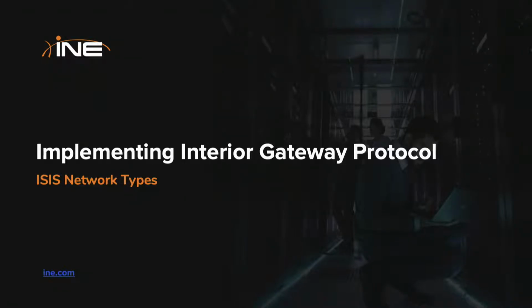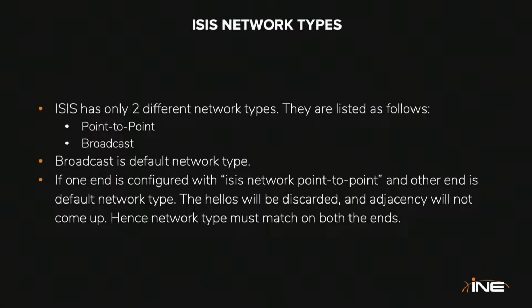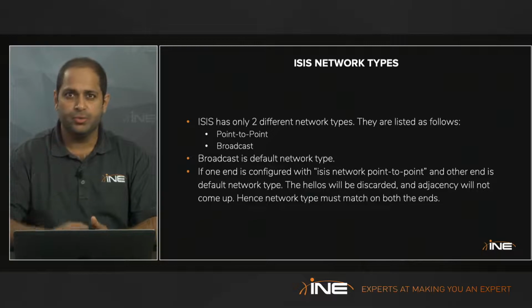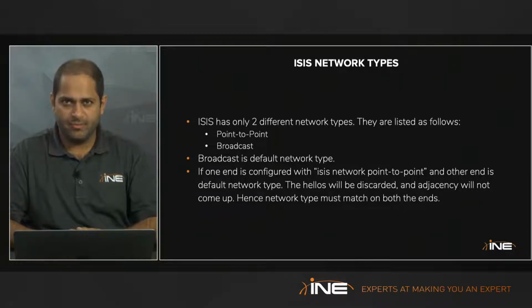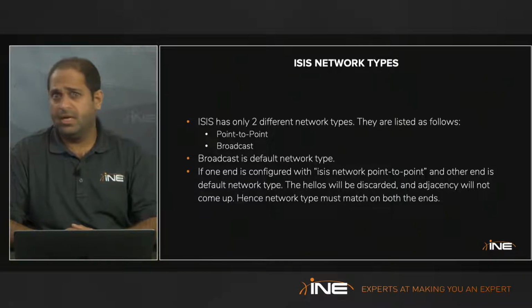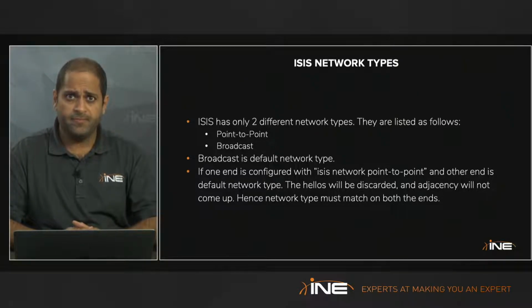Today in this course we will look at ISIS network types. Now there are two network types in ISIS, unlike OSPF which had 5 different network types. In ISIS there are only two. We have point-to-point and we have broadcast. Broadcast is the default network type unless you change it to point-to-point.